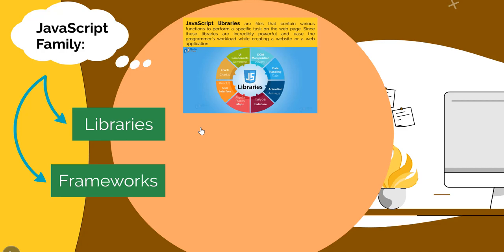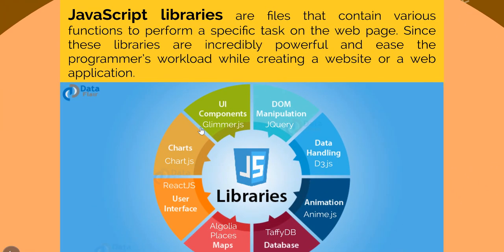JavaScript libraries are simply files, and these files contain functions written in JavaScript to perform some specific task on the web page. For example, if you want to display a chart on your web page, then you need to write a number of lines of code in JavaScript in order to achieve this functionality. But there are some pre-written functions available in the market that you can use in your projects, in your websites. So by making use of these powerful libraries, the programmer's workload is eased out. So these JavaScript libraries are especially written to ease the programmer's workload.